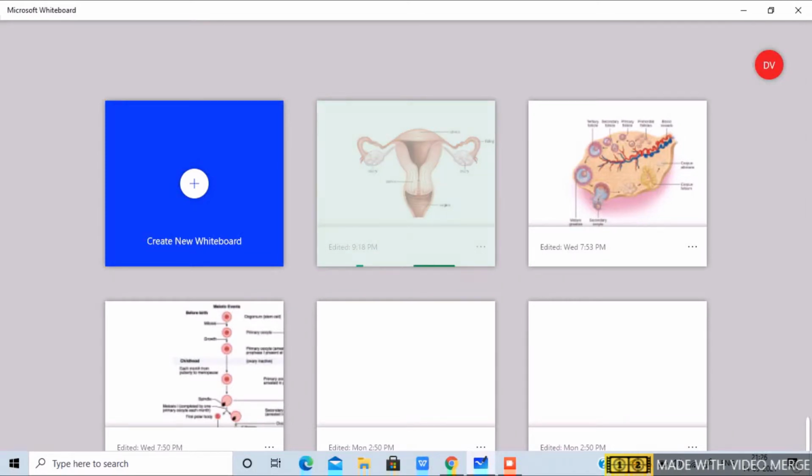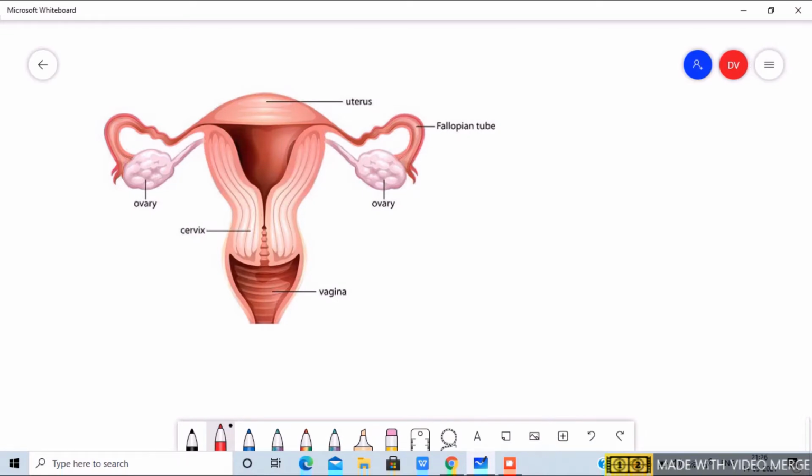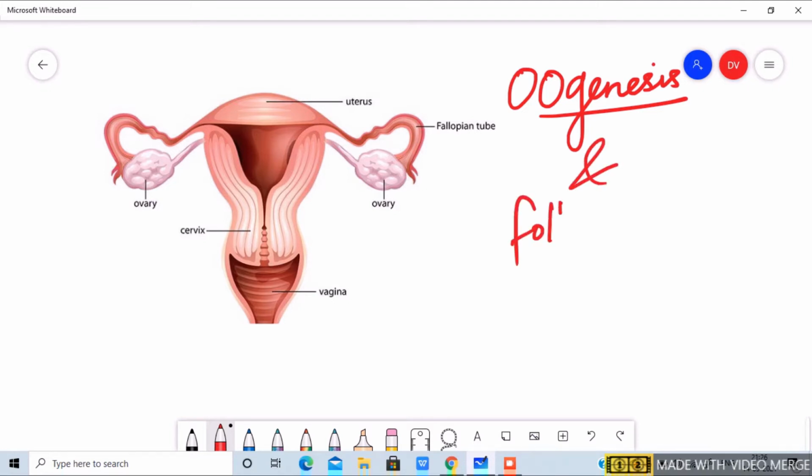Hi, my dear children. Today we are going to see a very important concept known as oogenesis. Here we'll be learning a lot of details, so I want everybody to concentrate so you can easily understand. Along with oogenesis, we are also going to see folliculogenesis. I will explain everything in detail. Alright guys, let us begin.